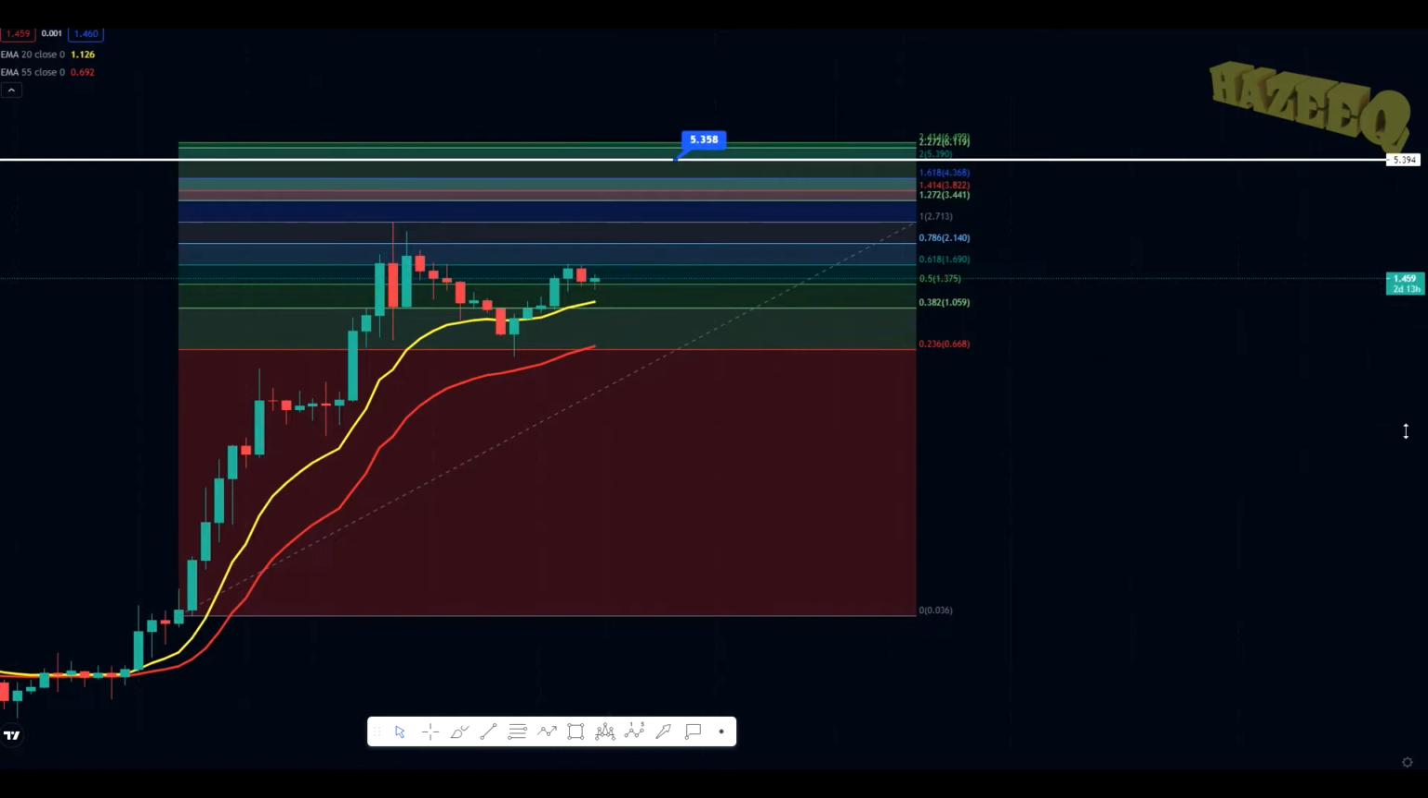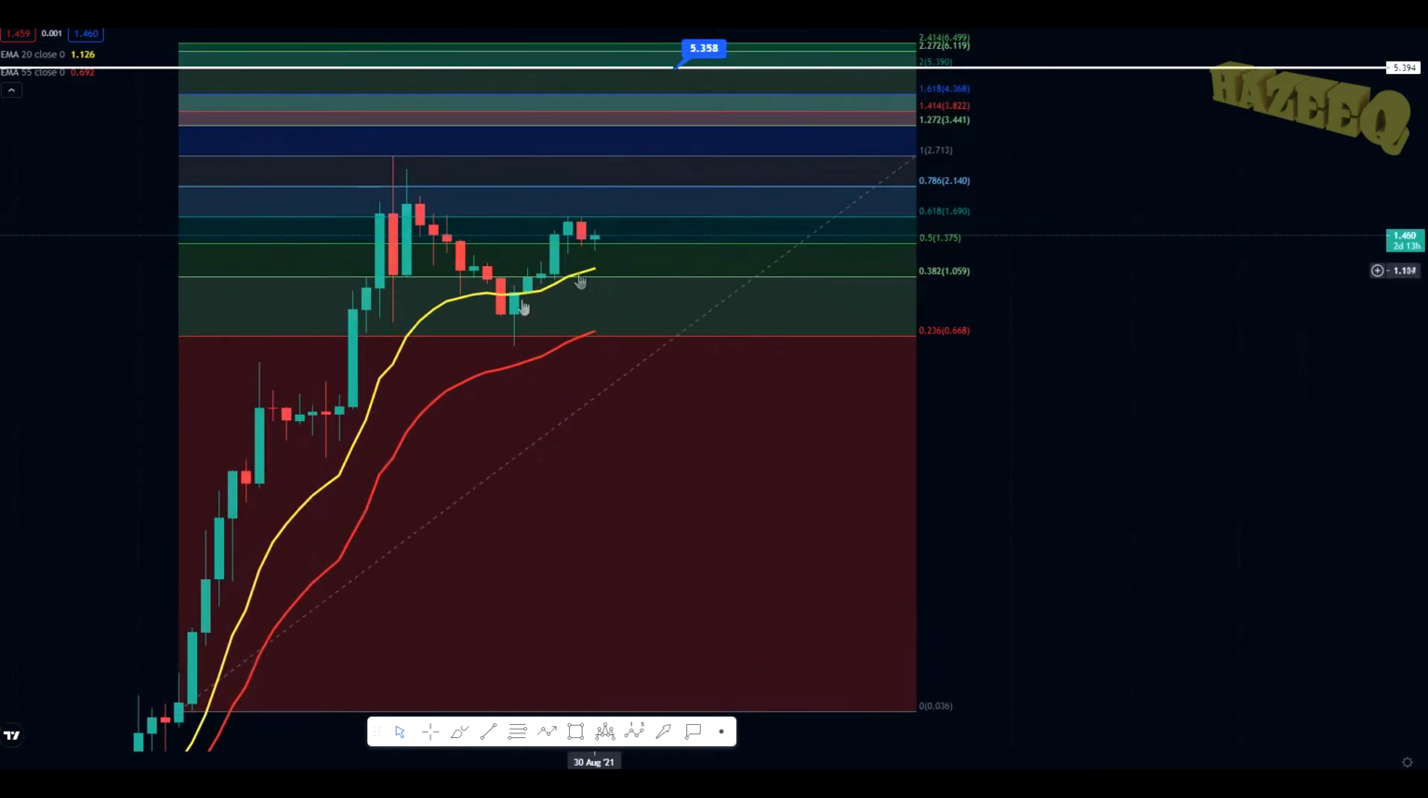So you can see that we are just a bit above the 20 EMA. We got a nice bounce over here from the EMA, and since that bounce, we have appreciated 76%, which is nice.